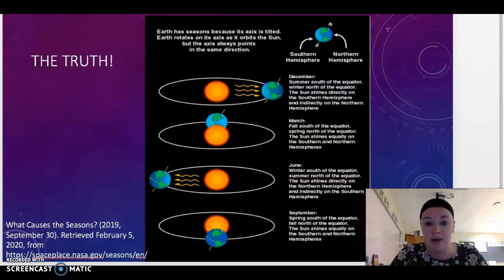The truth, however, is it's not about the distance between the Earth and the Sun, but rather the tilt of Earth's axis. So Earth is tilted on an axis like you see here in the picture. And when the northern hemisphere is tilted away from the sun, that's in December, so that's when we have our winter. And then in June, the northern hemisphere is tilted towards the sun, which is why it is summer.